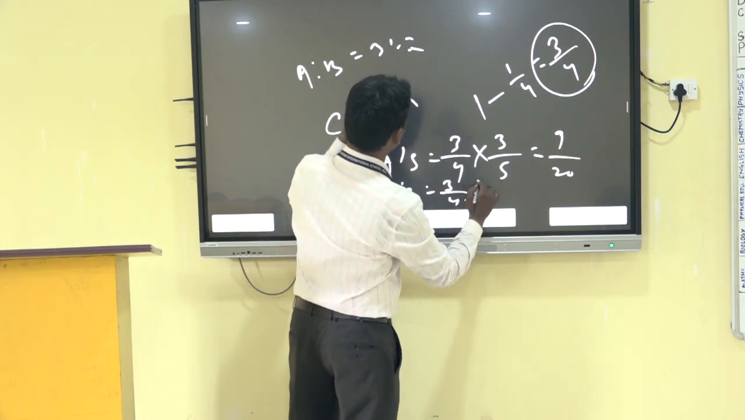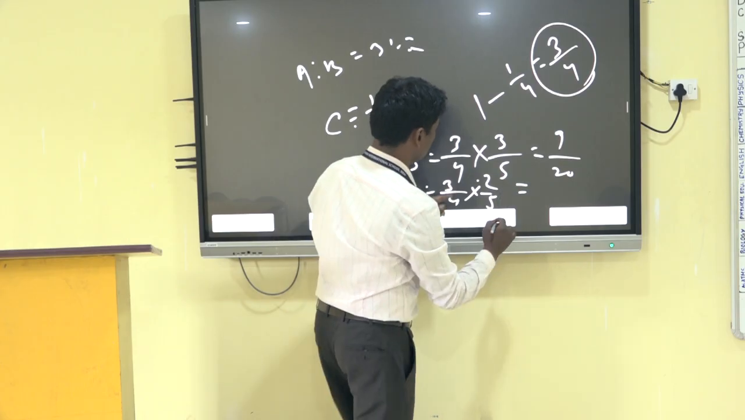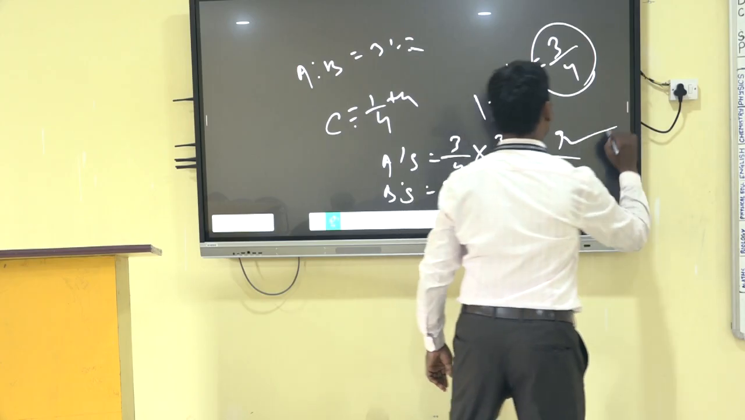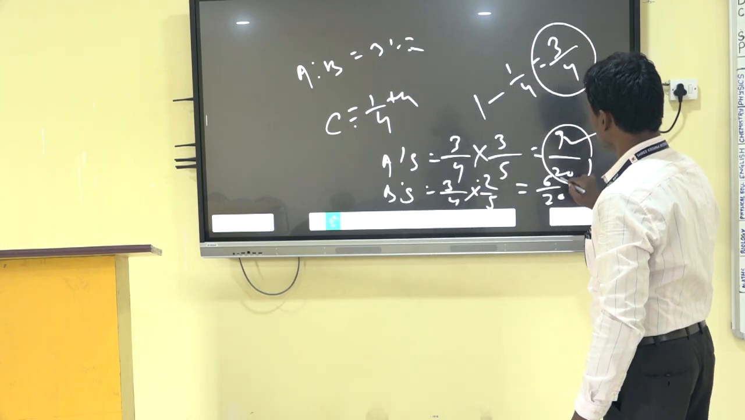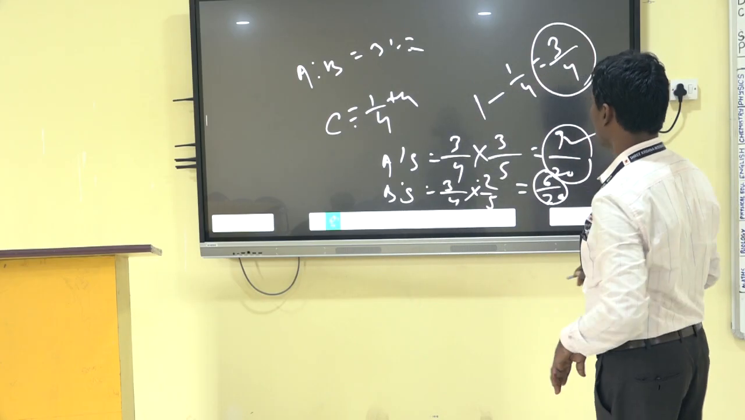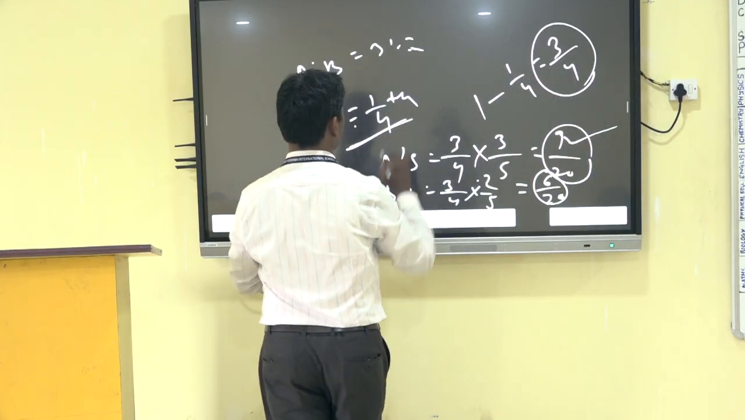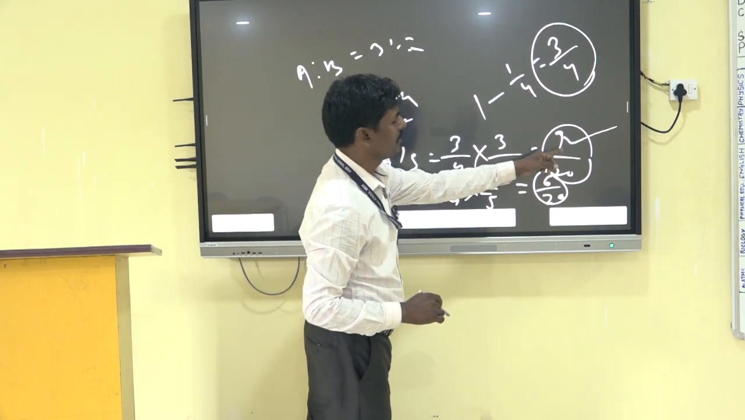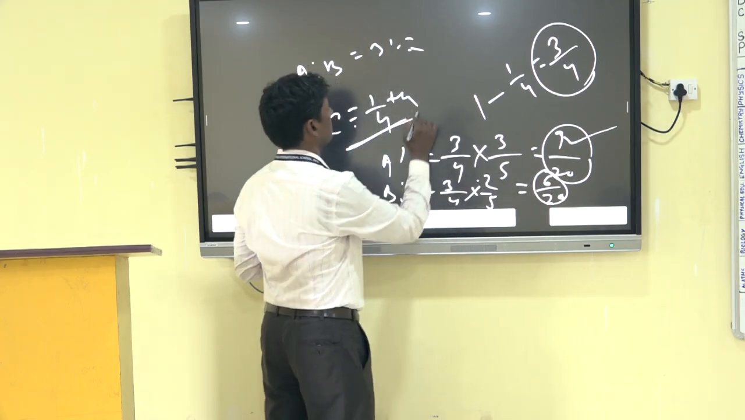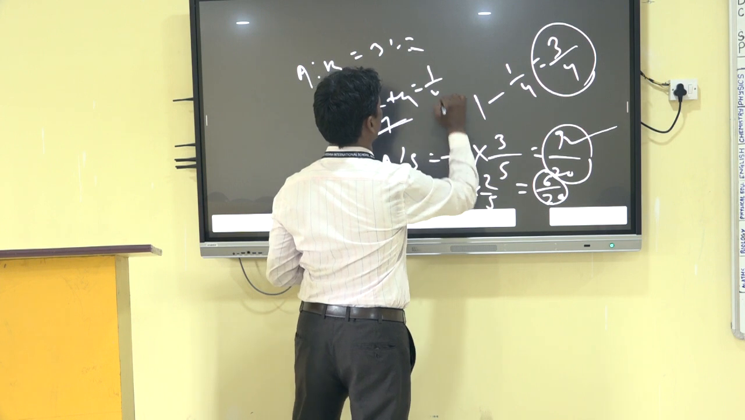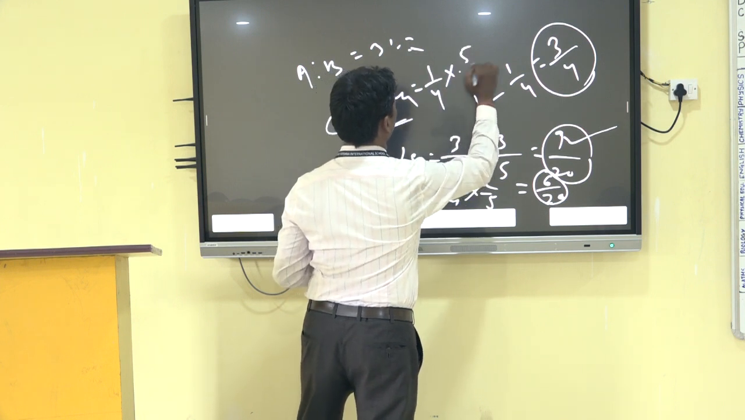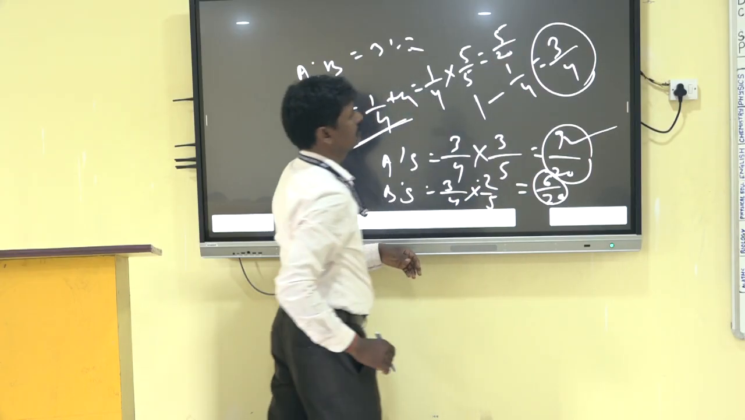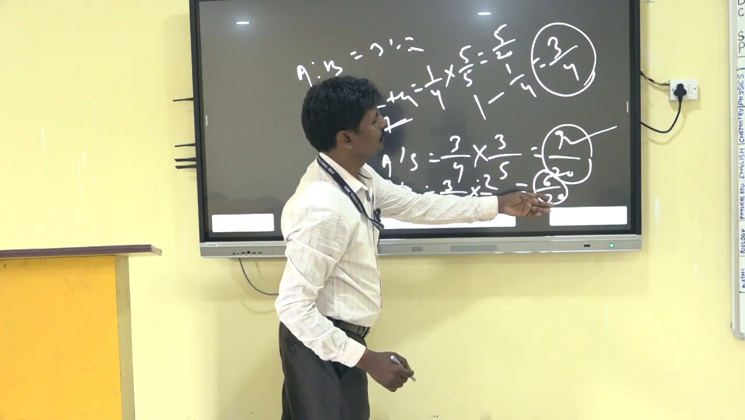3/4 into 2/5, that is 6/20. See, A got 9/20, B got 6/20, and C has a 1/4 share. Here the common denominator for C, A and B is 20/20. To make it 20, we can multiply 1/4 into 5/5, that is 5/20. Clear? Done, the denominators are equal: 20, 20, 20.